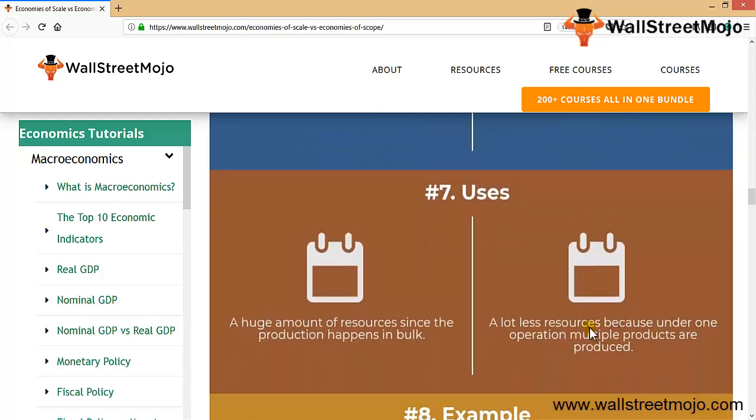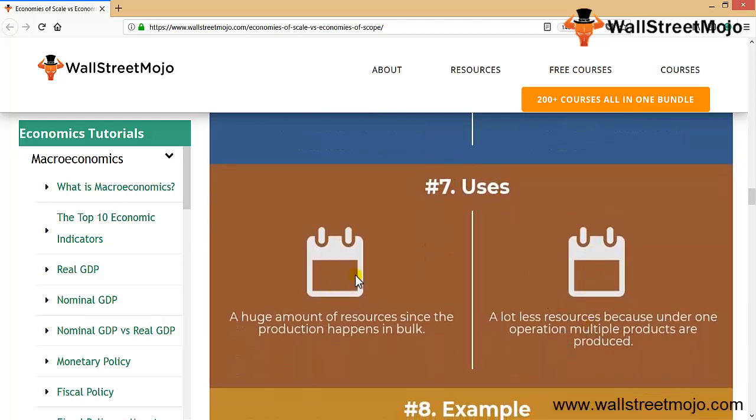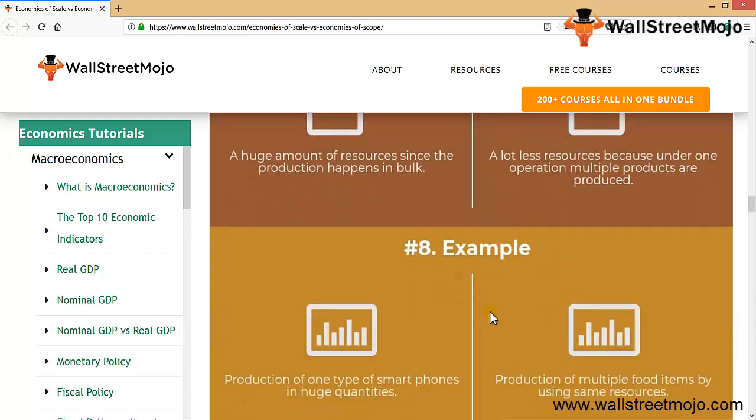Now, what is exactly the importance or use of these two? If we talk about scale, a huge amount of resources is needed, since the production happens in bulk. And over here in the case of scope, a lot fewer resources, because under one operation, that is under one window, multiple products are being produced.